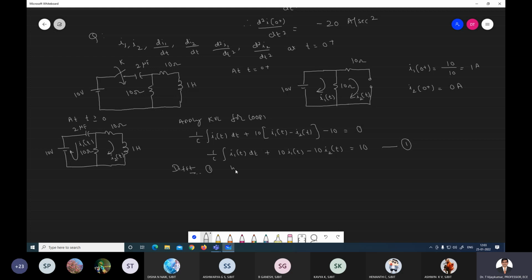Differentiate equation 1 with respect to t. So we get 1 by C I1 of t plus 10 into di1 of t divided by dt minus 10 into di2 divided by dt is equal to 0. At t is equal to 0 plus, this is 1 by C I1 0 plus 10 into di1 0 plus divided by dt minus 10 into di2 0 plus divided by dt is equal to 0.